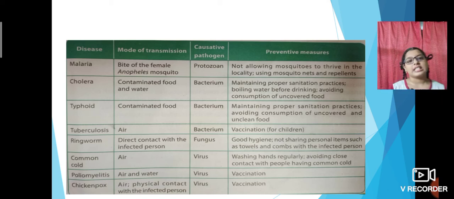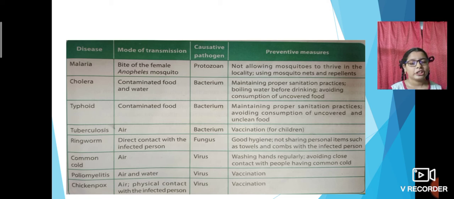So the sixth disease is the common cold, and the common cold is transmitted through air, and the causative pathogen is a virus. The preventive measures are washing hands regularly and avoiding close contact with people having a common cold. And the seventh disease is poliomyelitis, and the mode of transmission is air and water, and the causative pathogen is a virus. The preventive measure is vaccination.